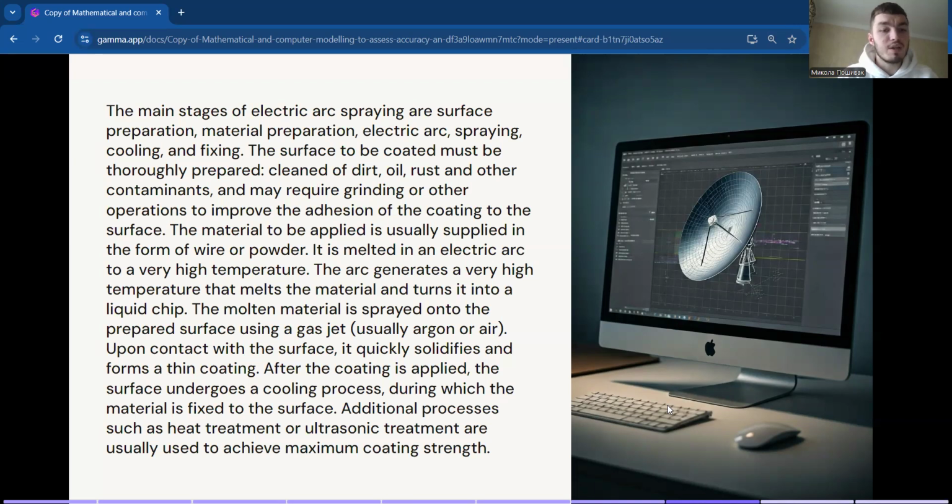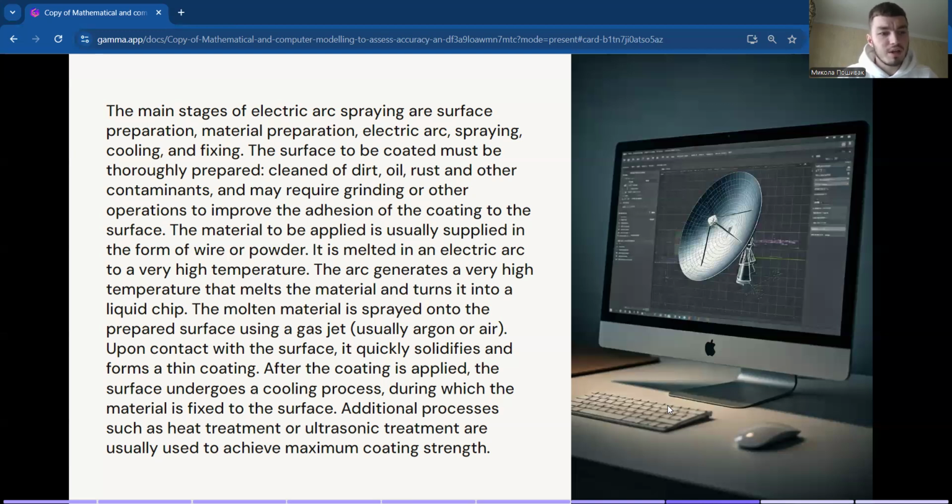The material to be applied is usually supplied in the form of wire or powder. It's melted in an electric arc to a very high temperature. The arc generates a very high temperature that melts the material and turns it into a liquid. The molten material is sprayed onto the prepared surface using a gas jet, usually argon or air. Upon contact with the surface, it quickly solidifies and forms a thin coating.